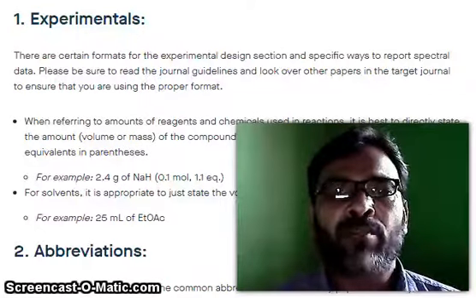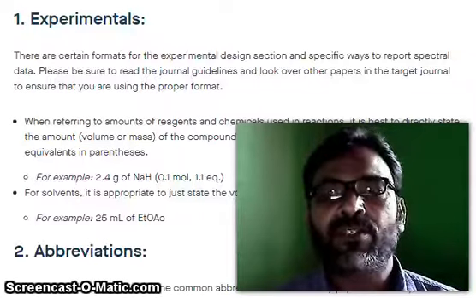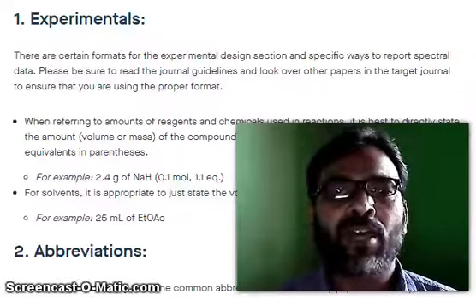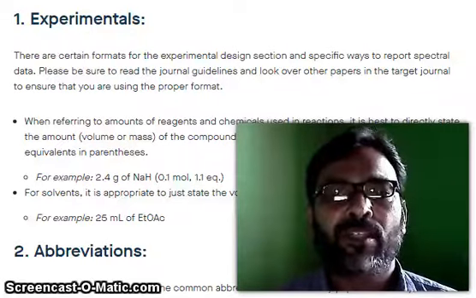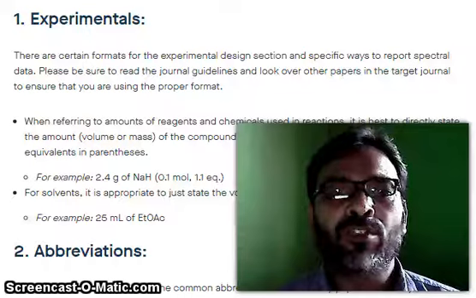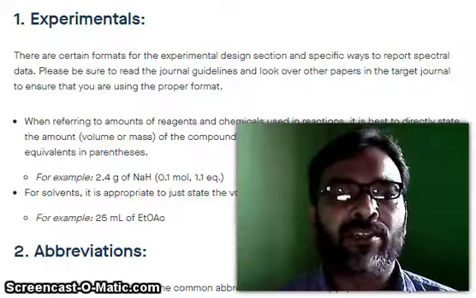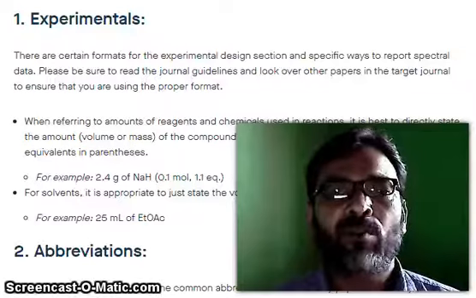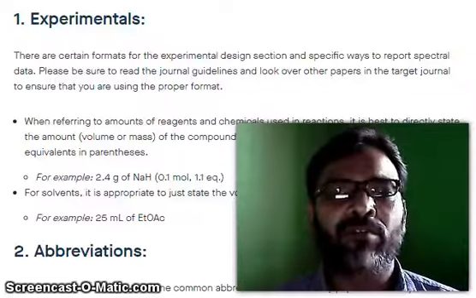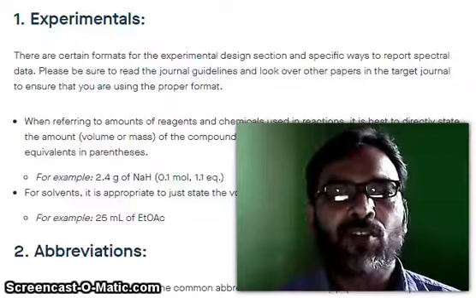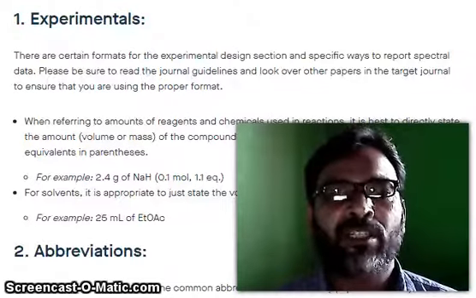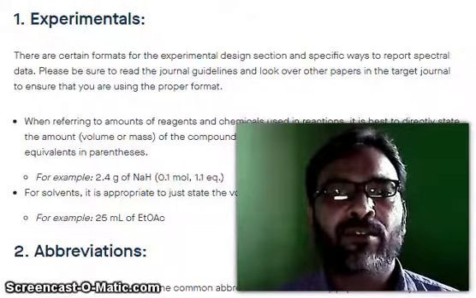When referring to amounts of reagents and chemicals used in reactions, it is best to directly state the amount, volume or mass of the compound, followed by the number of moles and equivalents in parentheses. For example, 2.4 gram of sodium hydride, 0.1 mole and 1.1 equivalent. For solvent, it is appropriate to just state the volume. For example, 25 ml of ethyl acetate.